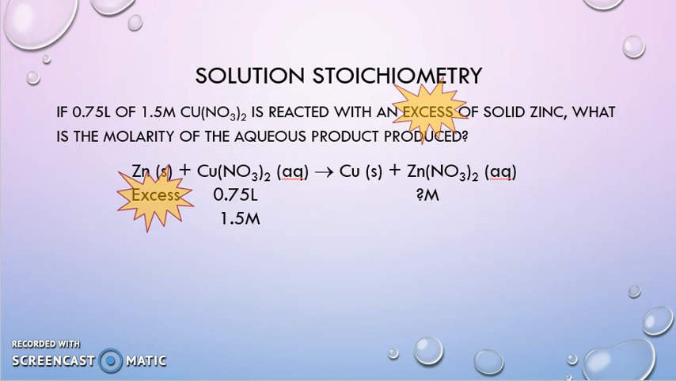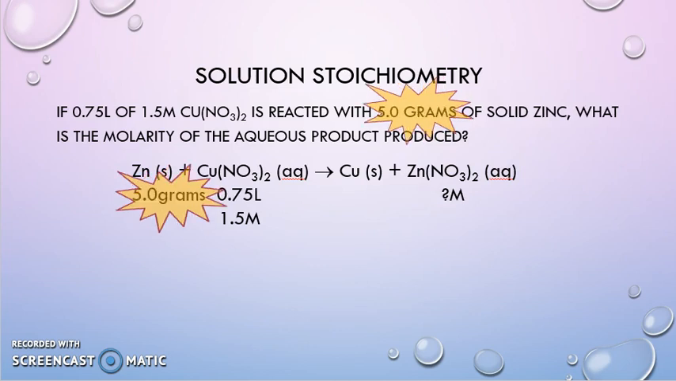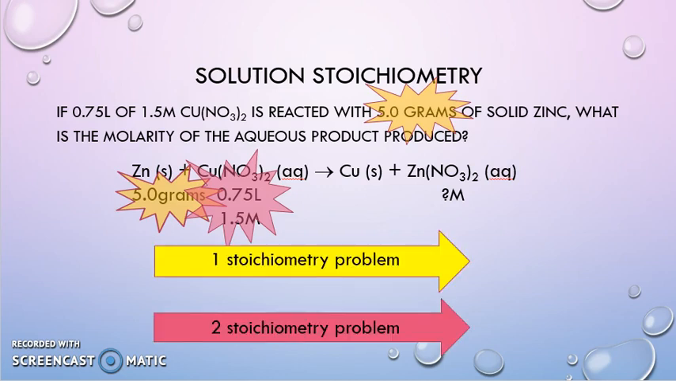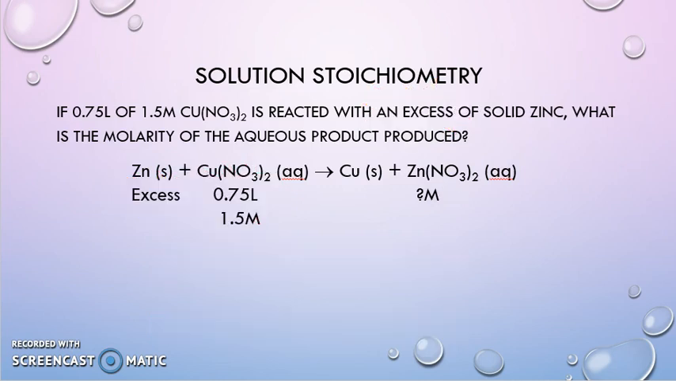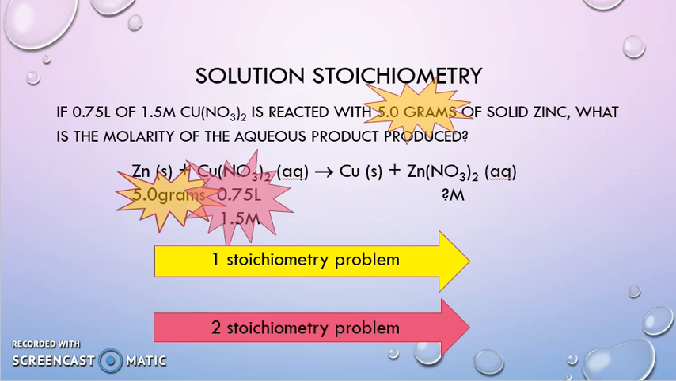Well, what if we didn't have this word excess here? What if it was replaced with an actual number, like 5 grams? Well, now I'm really confused about where to start a singular stoichiometry problem. This is the indication that you have a limiting reactant problem, because now you have two starting amounts that you can actually start from. That implies two stoichiometry problems. One would start off with the 5 grams, and another would start off with the 0.75 liters. Both would end up calculating to the same ending point, the zinc nitrate.